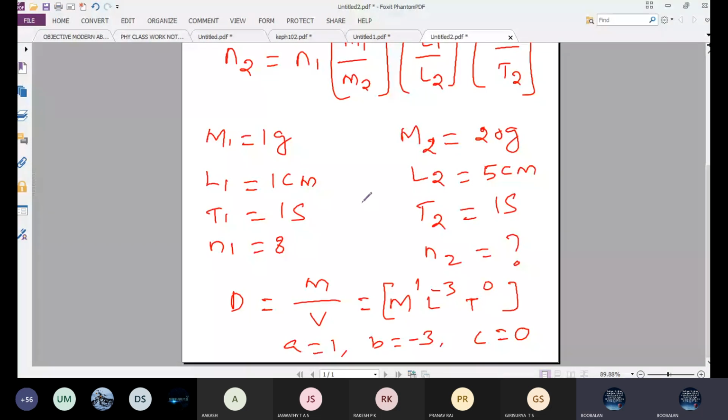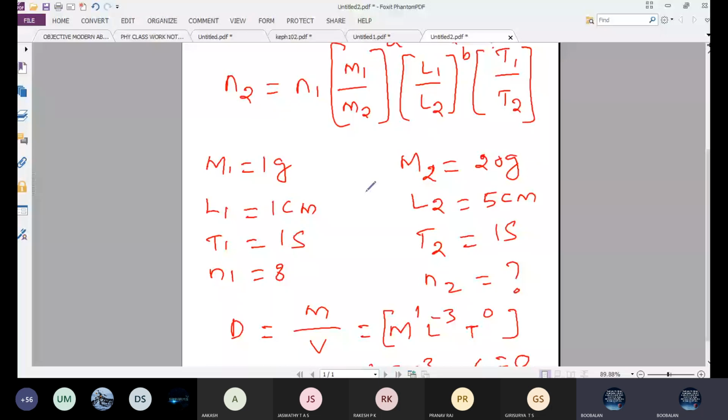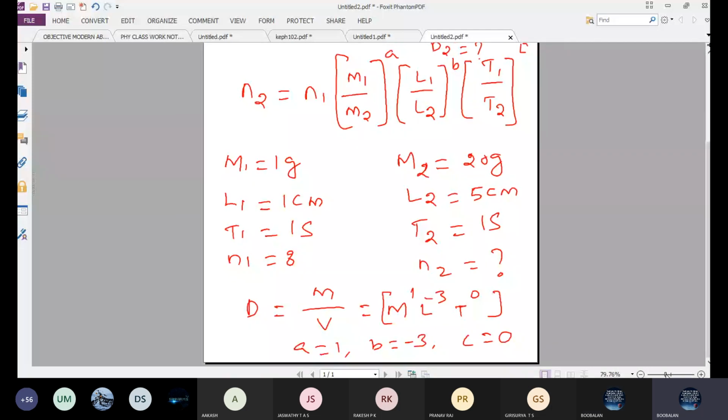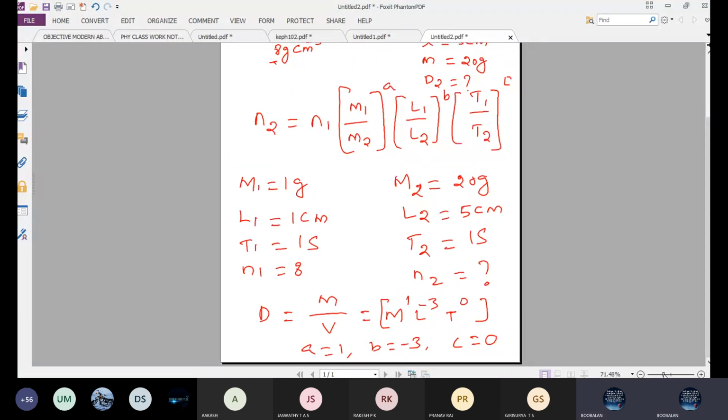Now you know all the values: M1, L1, T1, N1, M2, L2, T2, and N2 is the question mark. Now you try. What is the value of N2? Tell me, I have given all the values. I already said the formula. Just apply the values and find the answer. Do it fast. Whether it is right or wrong, no problem. Try. You getting a wrong answer also is no problem, but try.